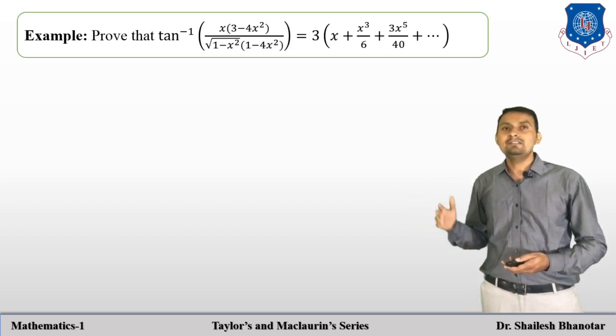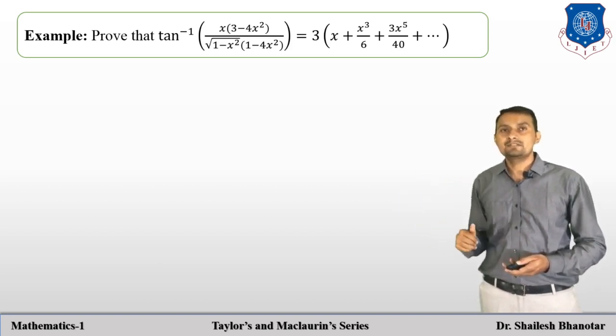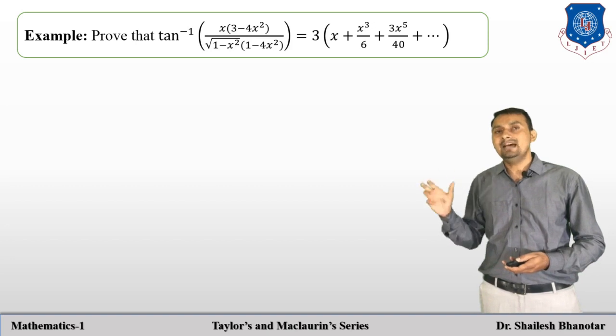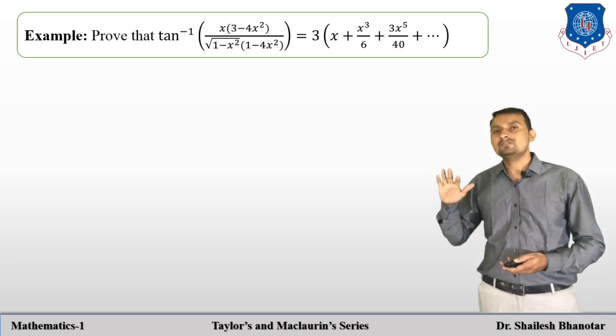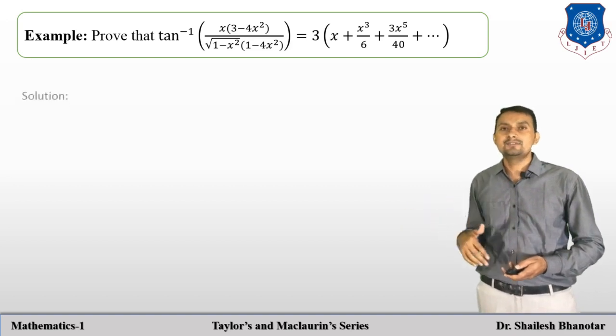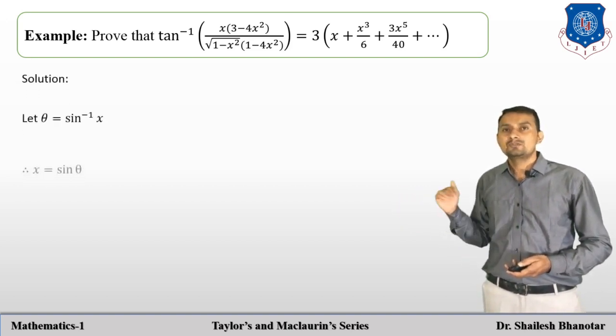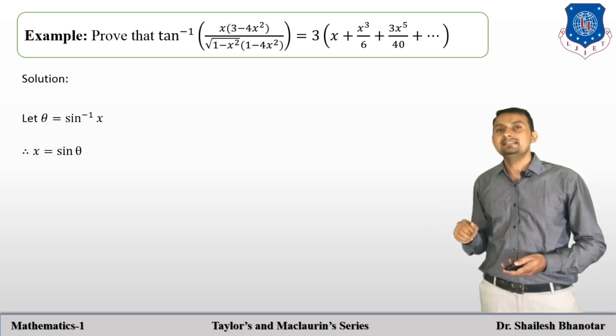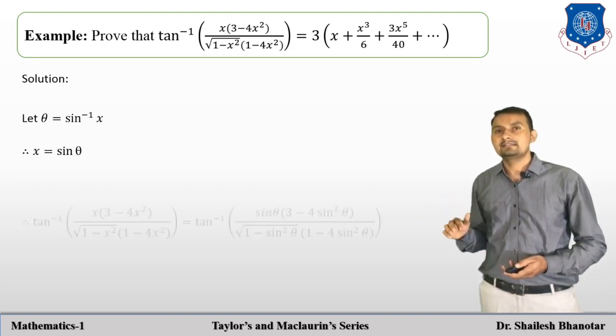So again, we will consider the same argument as in the previous one. But here 1 minus x square is there, as you can see in the denominator of the question. So in that case, we will use the substitution x equals sin theta or cos theta. So the LHS is there. Here x equals sin theta, so we can represent theta equals sin inverse x.